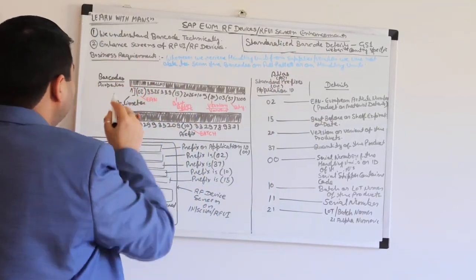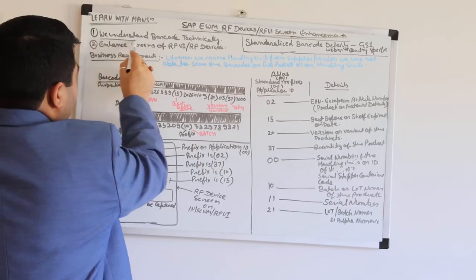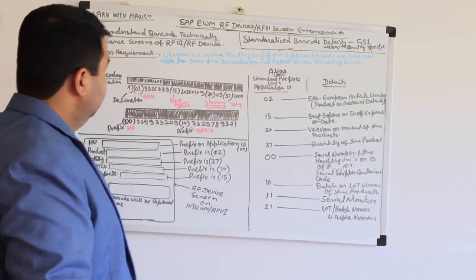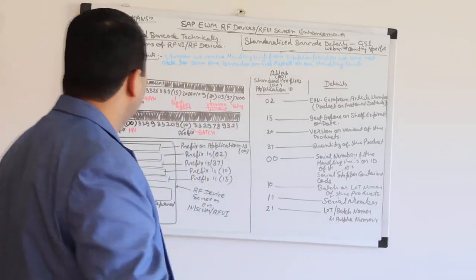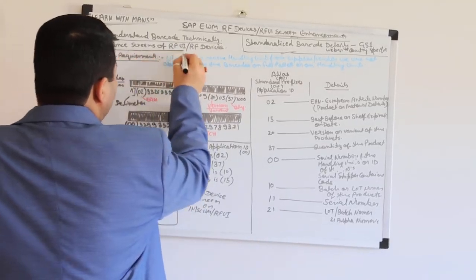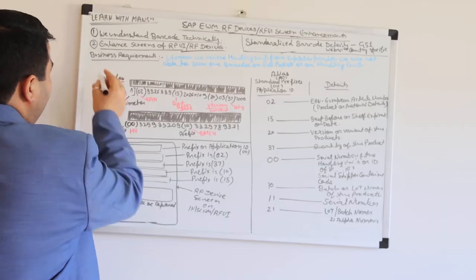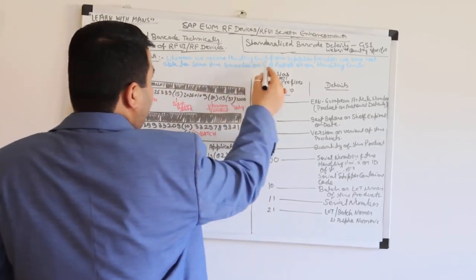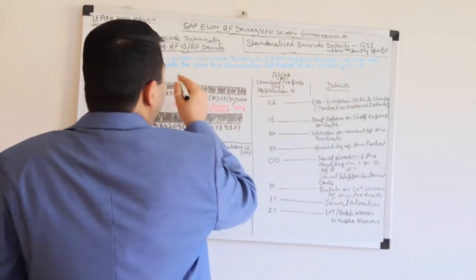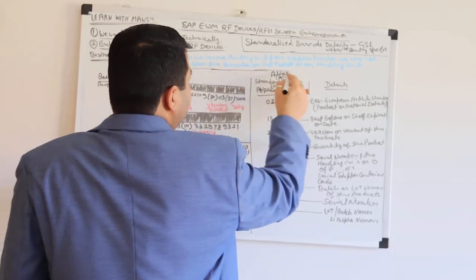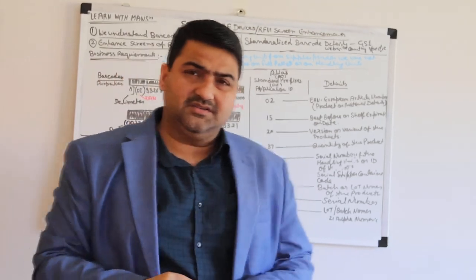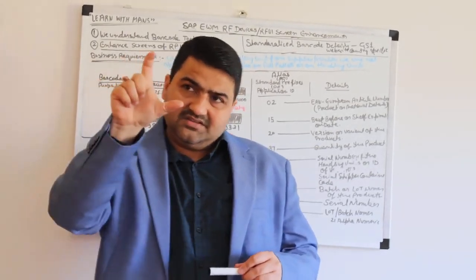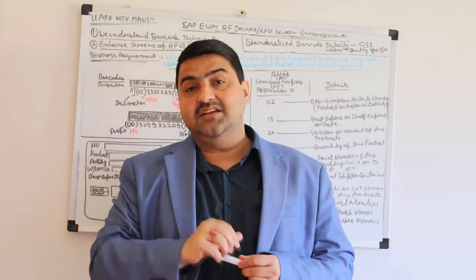So the first point, we understand barcodes technically. Enhance screen of RFUI RF devices and business requirement. Whenever we receive the handling unit from the supplier vendor, we were not able to scan the barcodes, full pallet or handling unit. So how does a barcode work? We always see the barcodes, they contain the information.